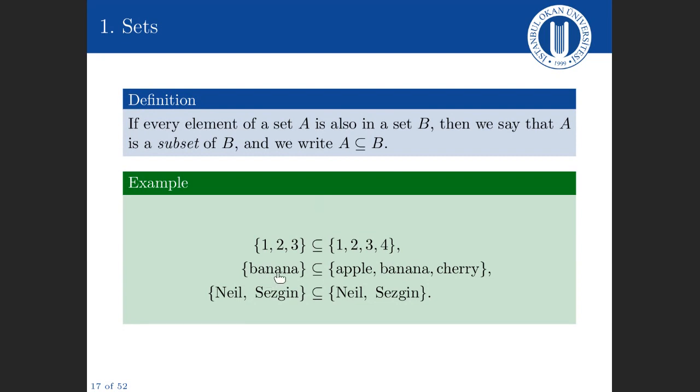Second line, banana is in the set {apple, banana, cherry}. So the set containing banana is a subset of {apple, banana, cherry}. Or the names of the teachers of this course and its Turkish equivalent. Neil is in the set containing Neil and Sezgin. Sezgin is in the set containing Neil and Sezgin. So the set {Neil, Sezgin} is a subset of the set {Neil, Sezgin}. These two sets are, of course, equal, but that's what this horizontal line at the bottom means.